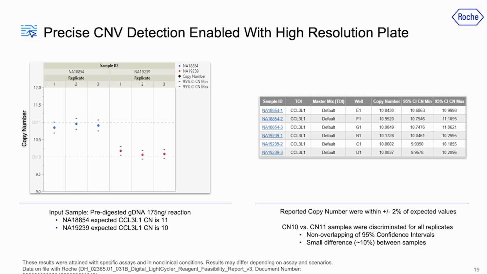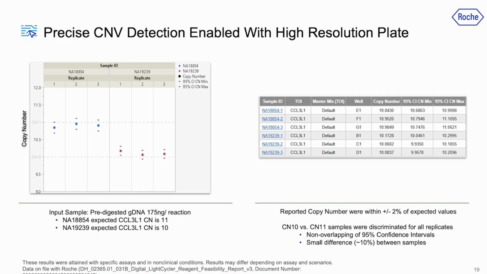And here's an example. I just wanted to give you an actual data example of a copy number variation assay that was tested on the digital LightCycler system using two different cell lines that differ in their copy numbers, again, 11 and 10. As you can see here, what we did is we used pre-digested genomic DNA at 175 nanograms per reaction. Here are the two cell lines. Again, one has a copy number of 11, one has a copy number of 10.